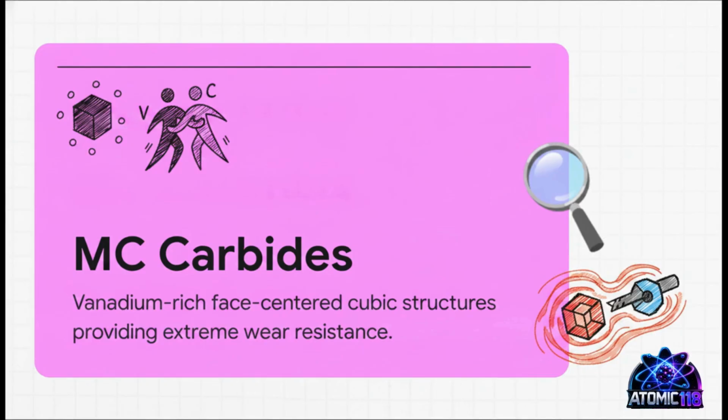On the flip side, molybdenum bonds to form M6C carbides. These are the ones locking in that thermal stability, making sure the alloy doesn't lose its temper, literally and figuratively, when industrial cutting generates massive amounts of heat.